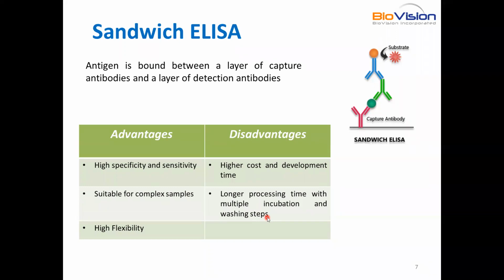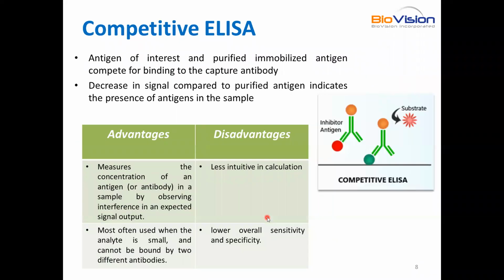So the fourth type of ELISA format that is available in the market is a competitive ELISA. This is the most commonly used ELISA format. This method is usually used when only one antibody is available, or the target protein or the analyte is very small.